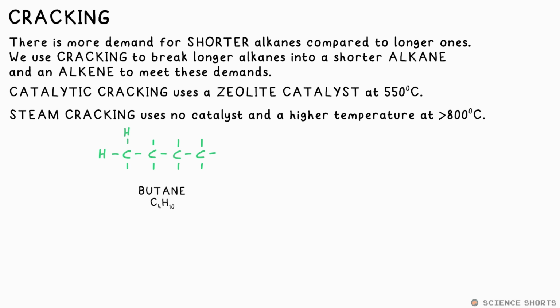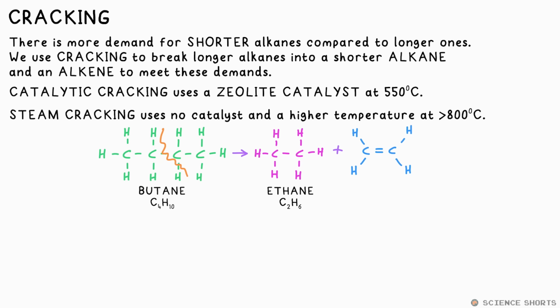Let's take butane and crack it. We can split it right down the middle, but there must be the same number of all types of atoms in the products. That means, yes, we make ethane, but we don't have enough hydrogen atoms to make another ethane, so instead it makes ethene as well, the alkene, which then of course is useful for making polymers.